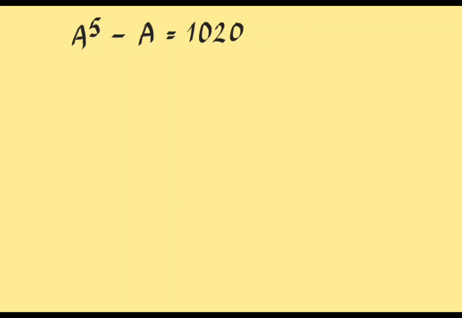Hi friends, in this question, a raised to the power 5 minus a is equal to 1020. Let's take a common. a raised to the power 4 minus 1 is equal to 1020. a raised to the power 4 can be written as a square whole square, and 1 can be written as 1 square.